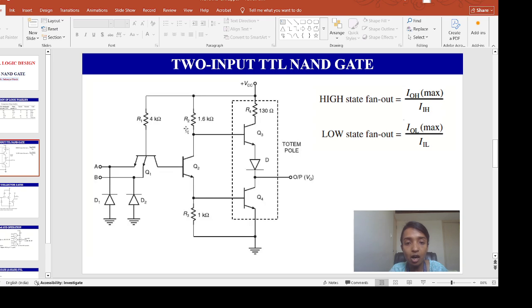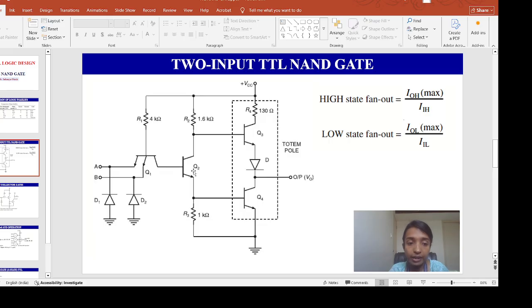and it will cause a large voltage drop across this R2, and it will bring this high state output voltage below its minimum value. Okay, and this is undesirable because it reduces the high state noise margin, and it could even cause the VOH to go to the intermediate state, right?